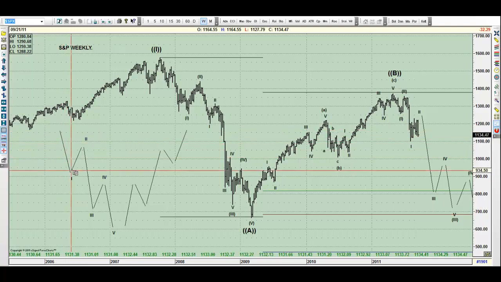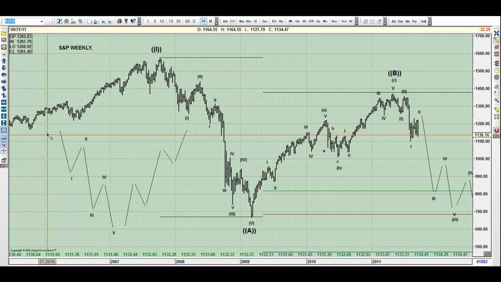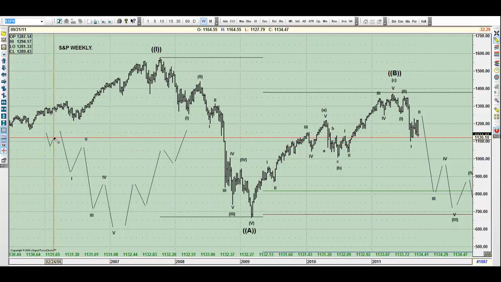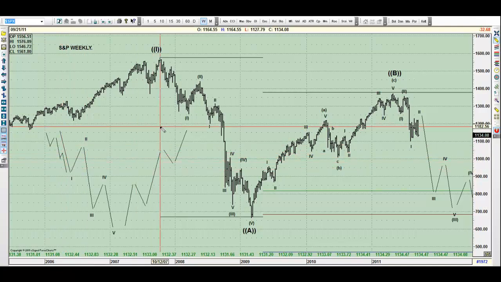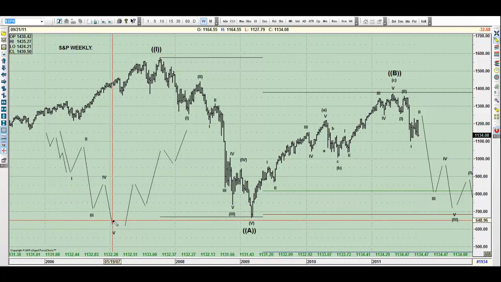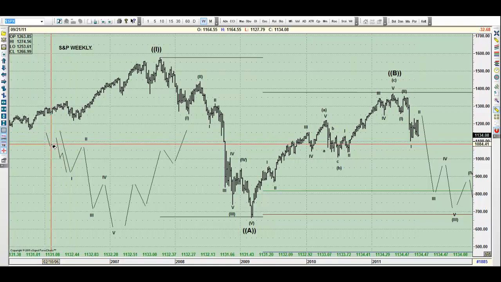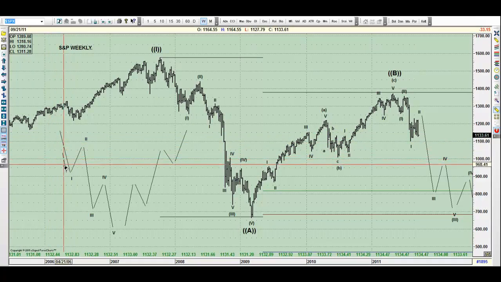But wave 1 also has 1, 2, 3, 4, and a 5. The same with wave 3, the same with wave 5. Now, the corrections are wave 2 and wave 4.